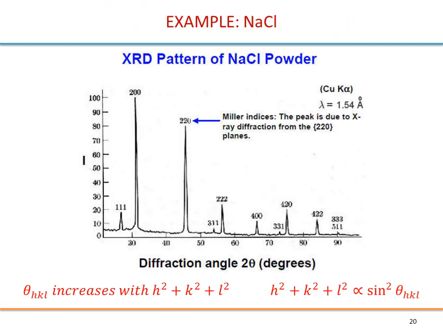We can see this in this example, the XRD pattern of NaCl powder. You see that here is 1, 1, 1, 2, 0, 0, and then when you get to larger angles, you get 4, some 3, even 5.